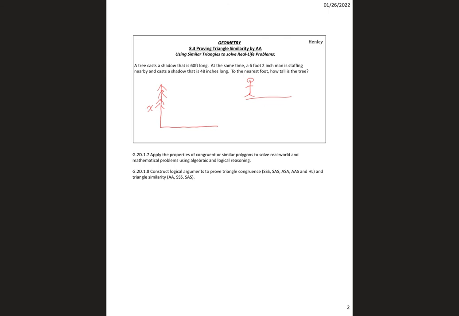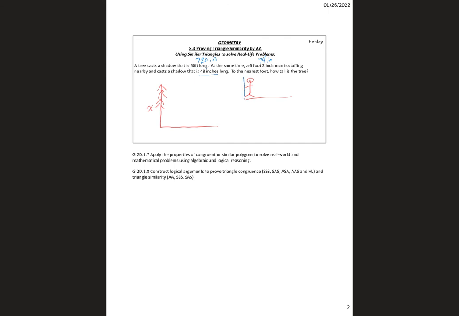48 inches, yes, we can change that to feet. 6'2" is going to give us part of a foot. So let's look at inches because all of these numbers can be changed to inches. So we have 48 inches, 60 feet long. We would multiply 60 by 12, and that would give us 720 inches. And 6'2", we multiply 6 by 12, that will give us 72, plus 2 is 74 inches. So now we have all of this information in inches.